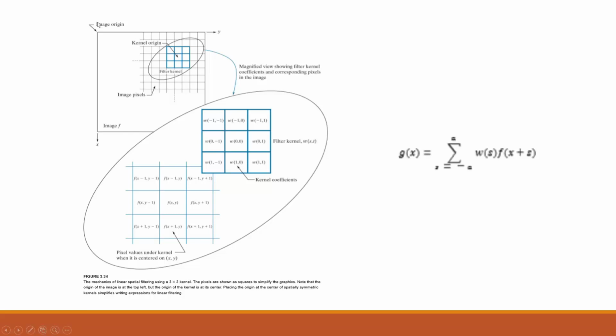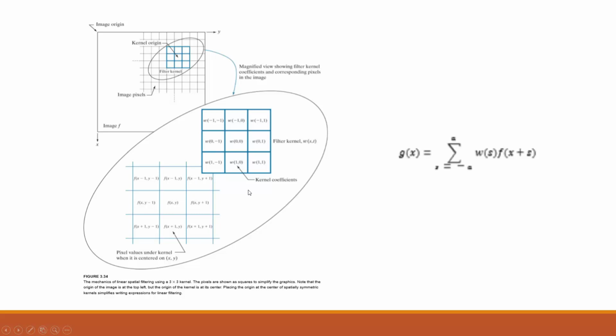As you can see in the figure, this blue window represents the kernel, and the center of this window represents the kernel origin. This one represents the image, and this is the zoomed version of it, where this represents the filter or kernel, and these are the weights corresponding to these pixels. This one corresponds to the subsection of the image that is behind this kernel.